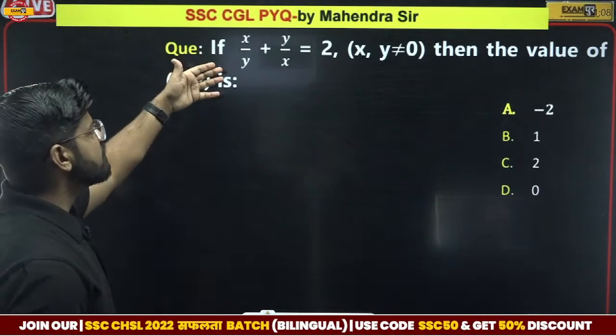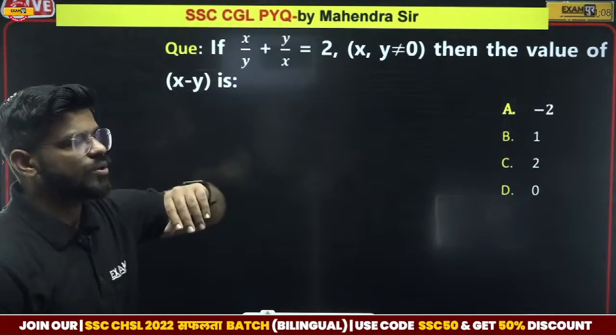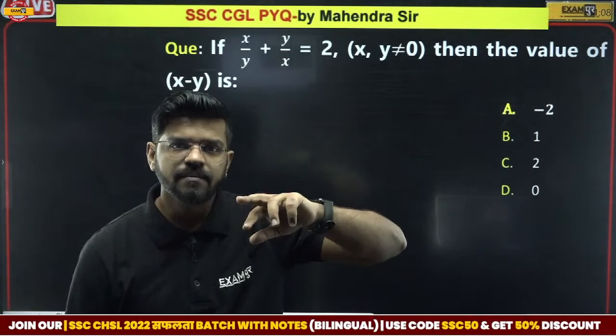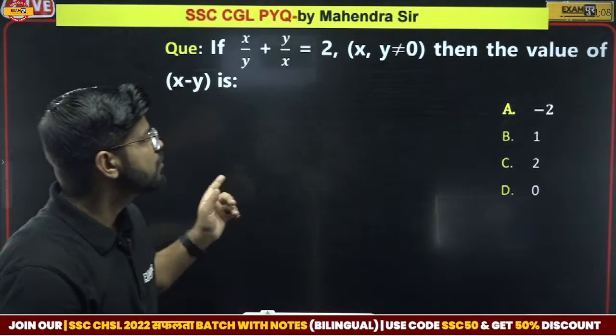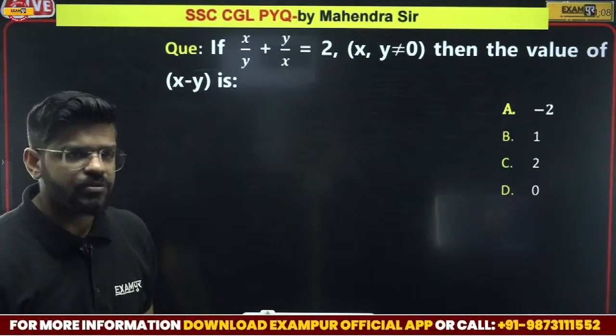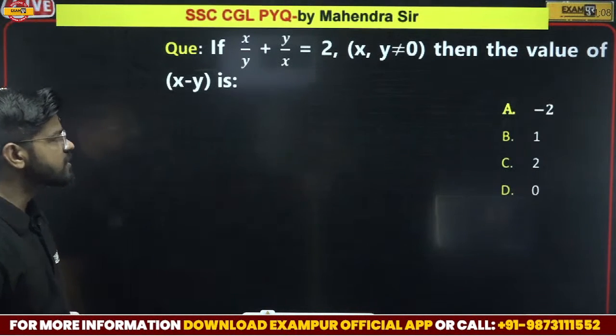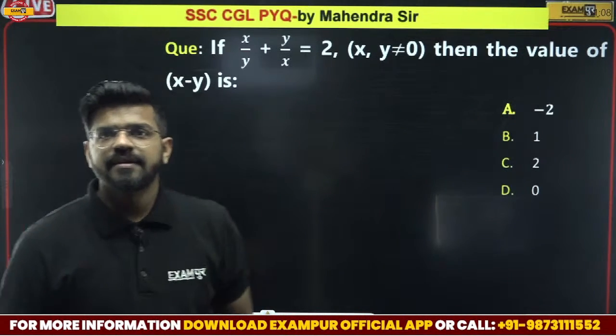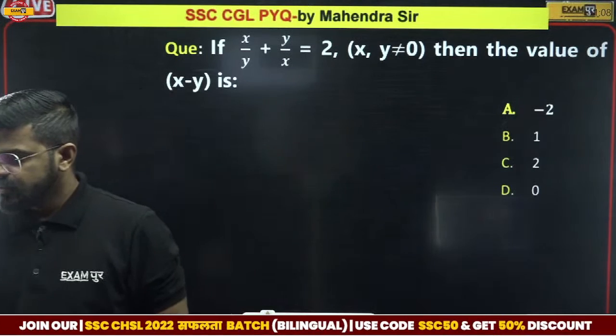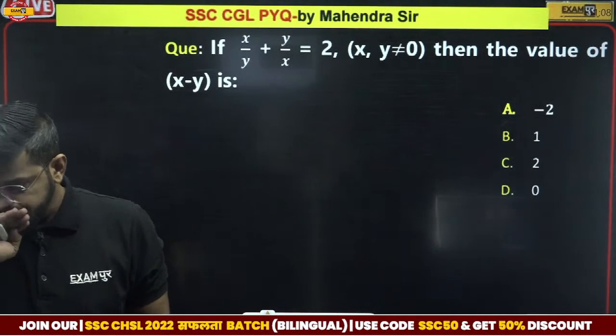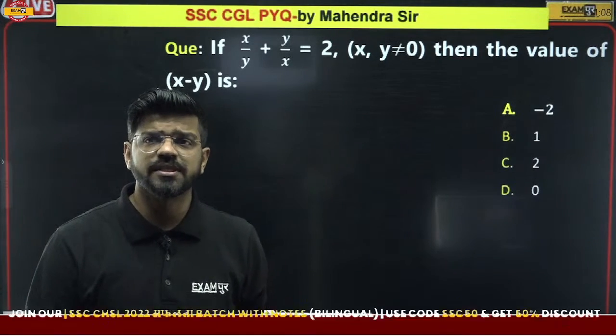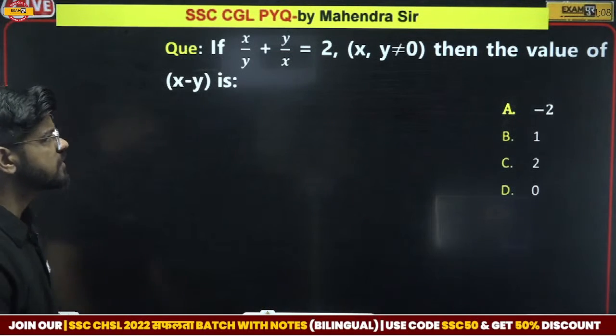So if x by y plus y by x is equal to 2, where x and y are not equal to 0, then the value of x minus y. Tell me the answer for this question.